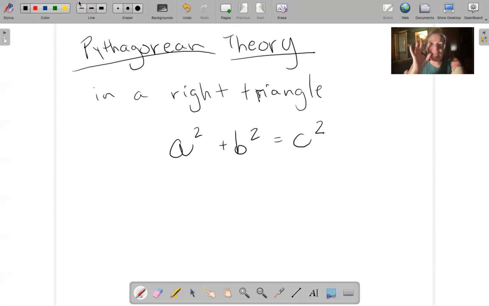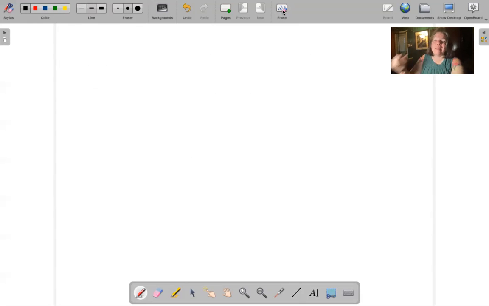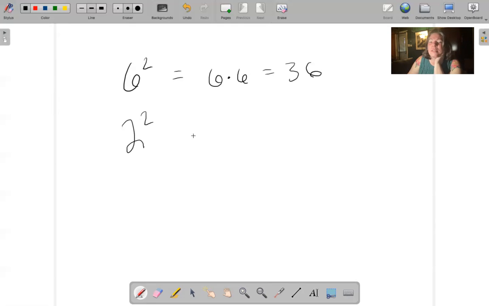I promise by the end of this lecture, it'll all make sense. Okay, now I just need to do a little review with you for square roots and such. What is 6 squared? Hopefully you know that 6 squared is 6 times 6, and that's 36. What is 2 squared? 2 times 2, so that's 4. What is 8 squared? 8 times 8 is 64.